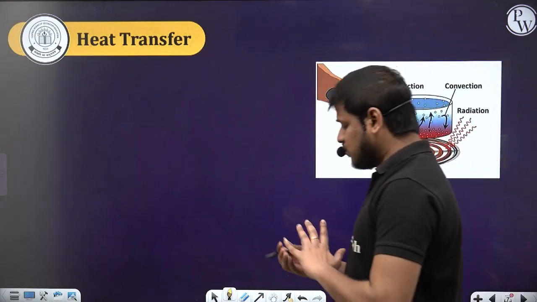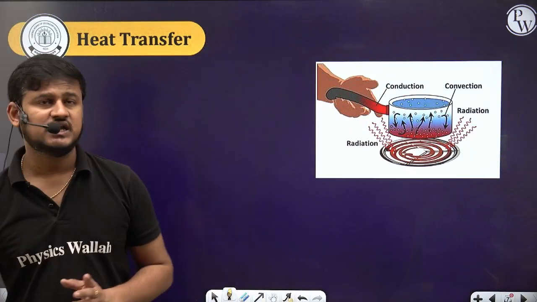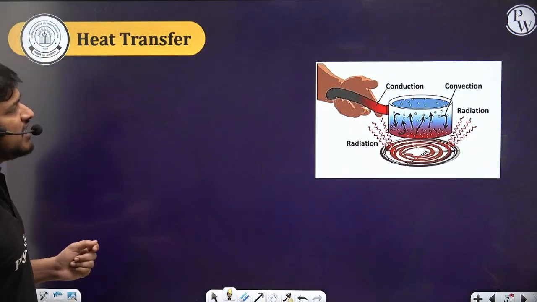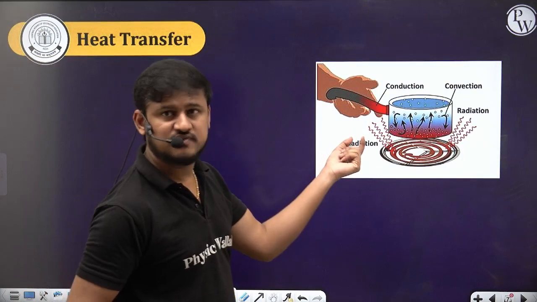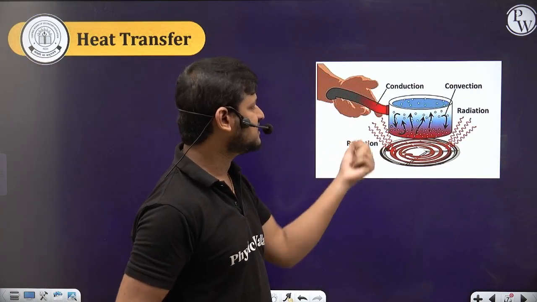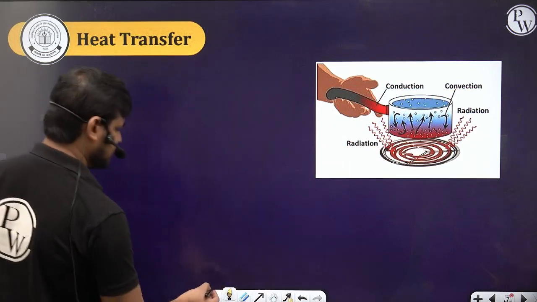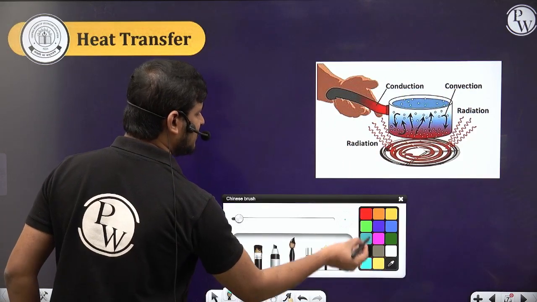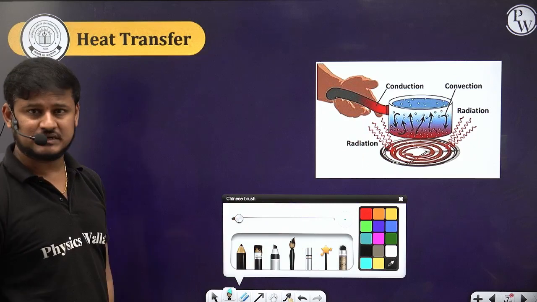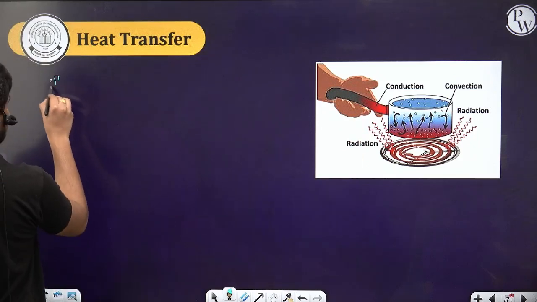So now let's go for the next concept, that is heat transfer. So there are 3 different modes of heat transfer which you already know. One is conduction, the other one is convection, the other one is radiation. So let me explain one by one. We are going to deal with conduction today. So first let me give the definitions of each one.